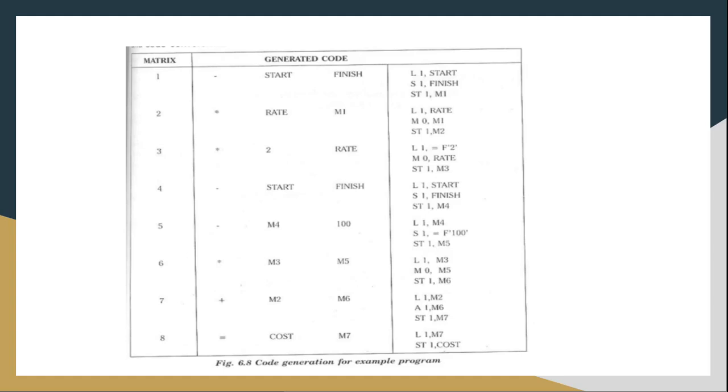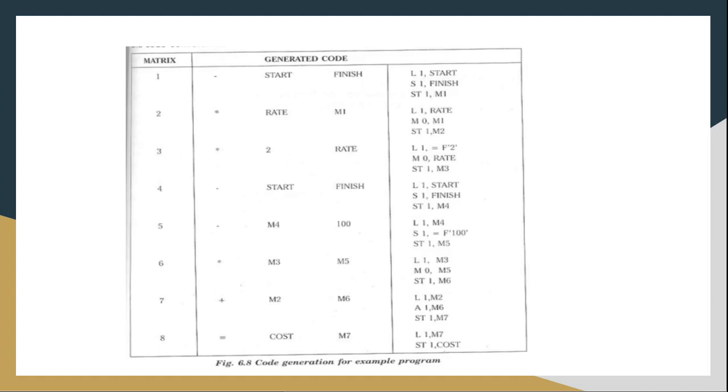So what happened in the first line? First we load the start variable data into register 1, then we subtract the value of the variable finish from register 1. After that, the subtraction result is available in register 1, and that will be stored into the matrix line M1 variable. Okay, then in the multiplication, what happened?